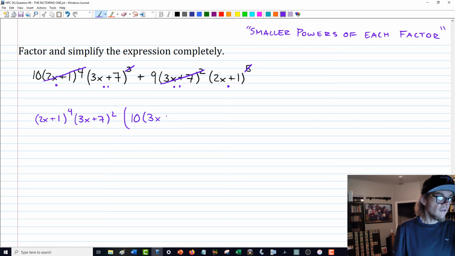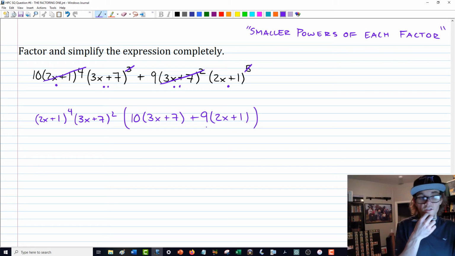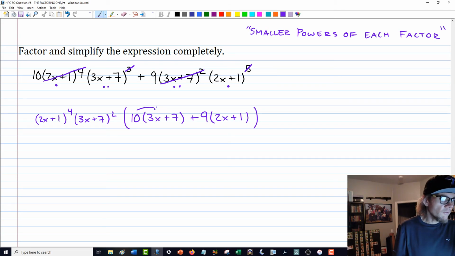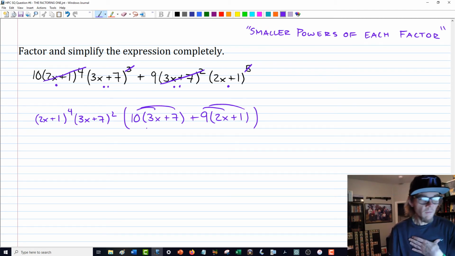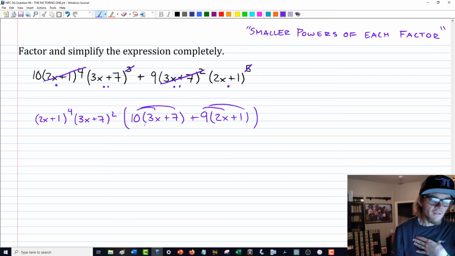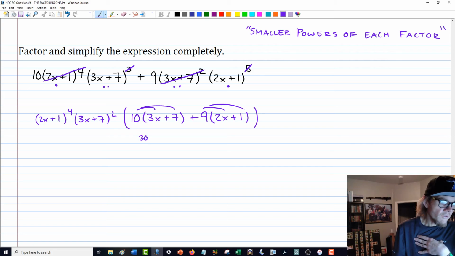We have 10 times quantity 3x plus 7, and then plus 9 times quantity 2x plus 1. Again, in these problems that you'll face here, there will always be a sum of linear factors. Last but not least, we're going to distribute. And I'm going to do this as kind of my way of saving a little bit of space. I mean, yeah, I could do this in my head, but to demo what I'm doing here, if I distribute, I don't want to really have to write the entire thing again, so I'm not going to. I'm just going to distribute it out so I can see what this last factor is.